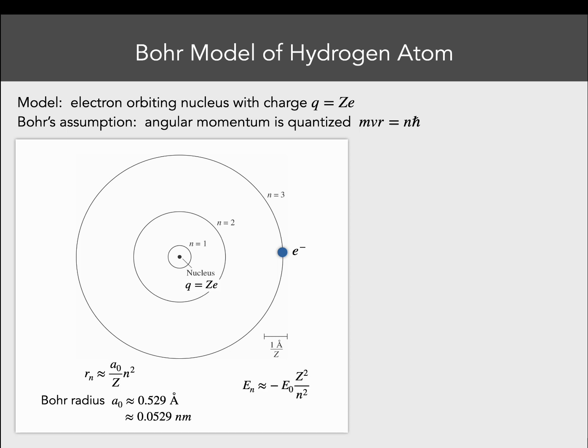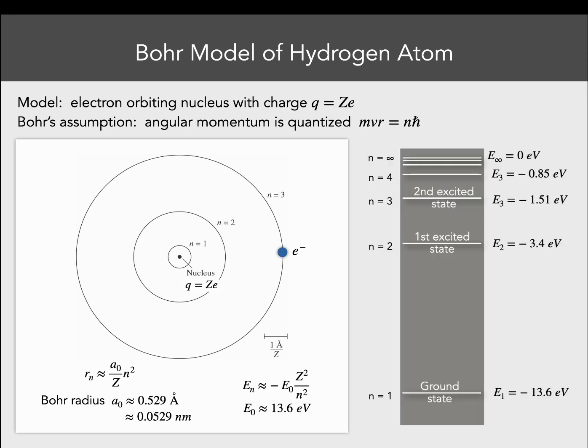The energy levels associated, or the total energies associated with each of these orbits, scales as 1 over n squared, where n is the quantum number, Z again is the nuclear charge, and E naught is a constant equal to about 13.6 electron volts. We can plot this information on an energy level diagram. So here's the ground state down here. This is the n equals 1 state, and again it has an energy of minus 13.6 electron volts, assuming this is hydrogen and we plug in 1 for Z.